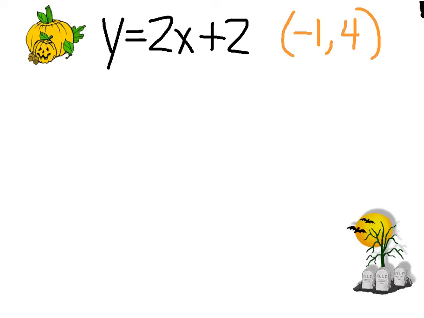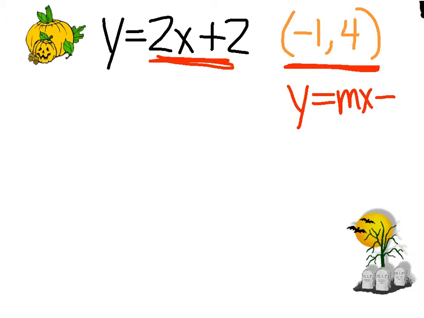Example number 1. We have an equation here and we have a point. What we're going to do is find the equation of a line that is parallel to this line right here. And our line that's parallel to this line also passes through this point. So the first thing we need to do to find the equation of this line in y equals mx plus b form is find our m.